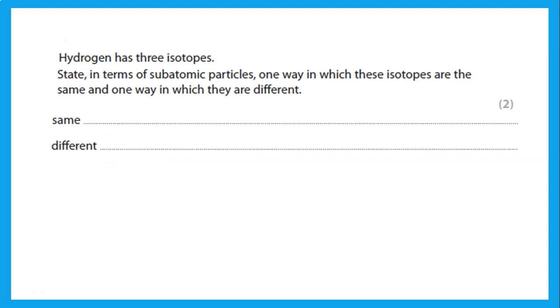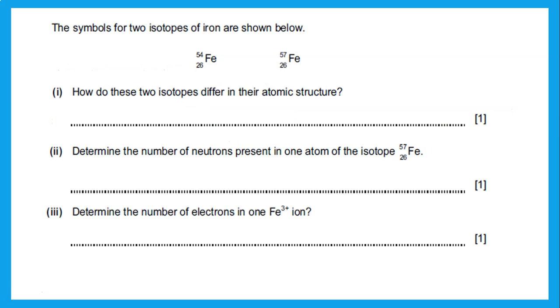Hydrogen has 3 isotopes. State in terms of subatomic particles. Again, we said subatomic particles means the particles inside the atom. So protons, neutrons, electrons, these are called subatomic particles. State one way in which these isotopes are the same and one way in which they're different. So we said hydrogen isotopes have the same number of protons but different number of neutrons.